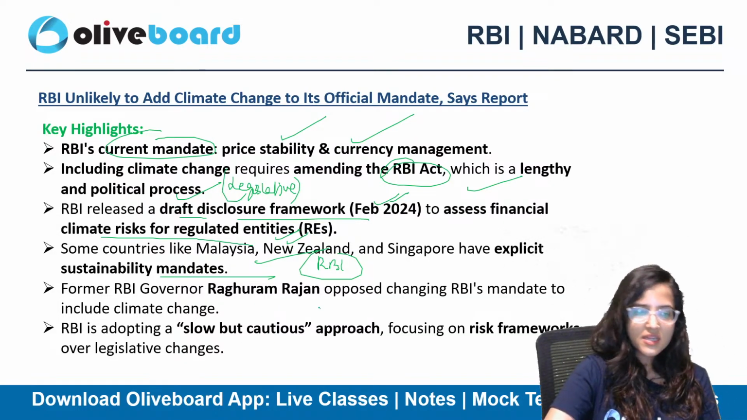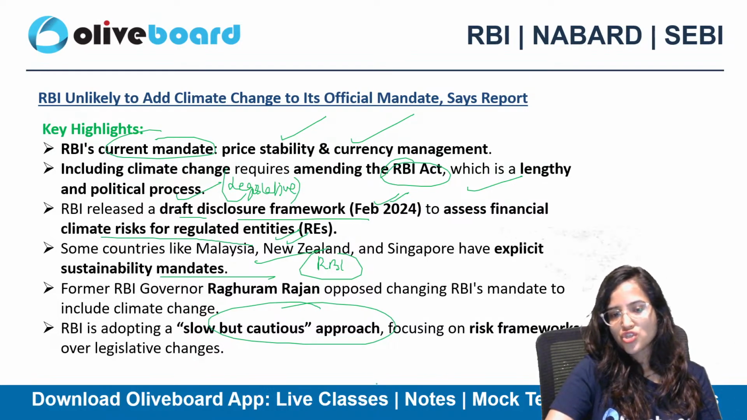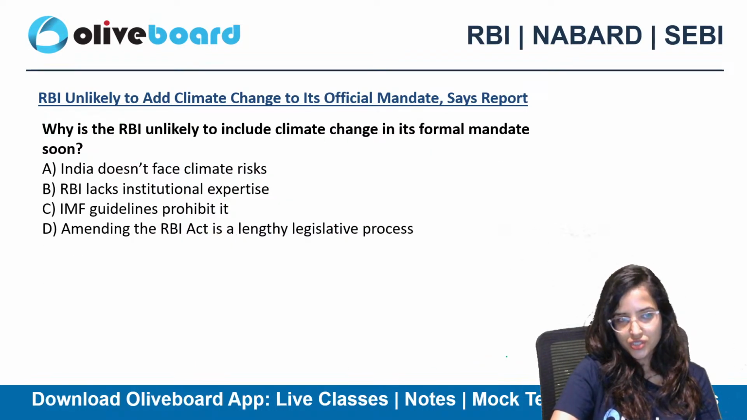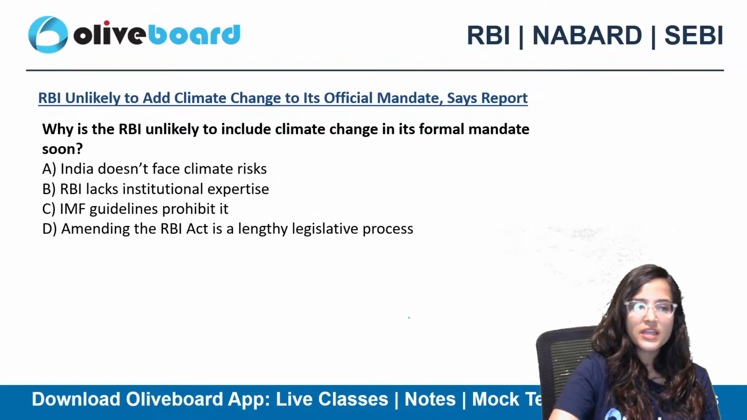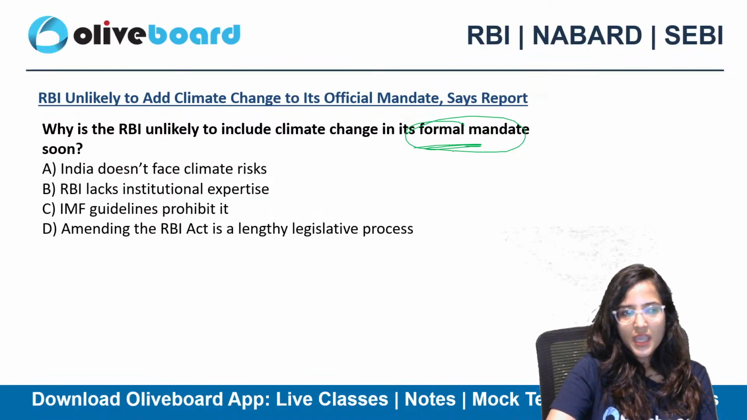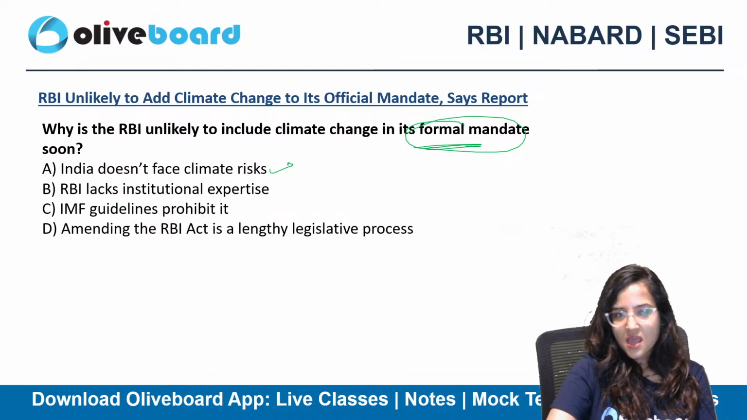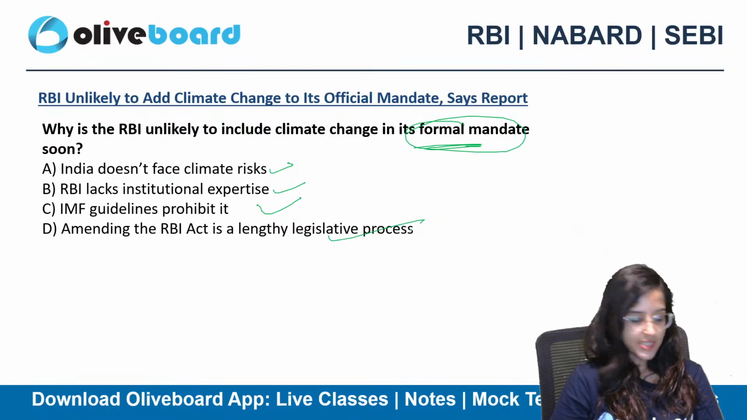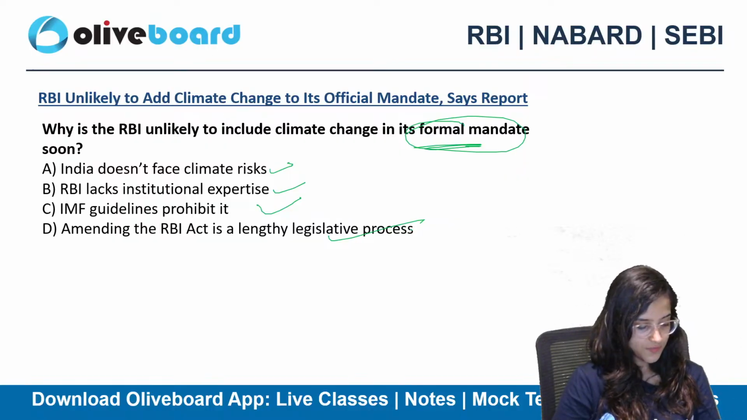So RBI is saying that it is adopting a slow but cautious approach, focusing on risk frameworks over legislative changes. So why is the RBI unlikely to include climate change in its formal mandate soon? India doesn't face climate risks, RBI lacks institutional expertise, IMF guidelines prohibit it, or amending the RBI Act is a lengthy legislative process. What is the answer?